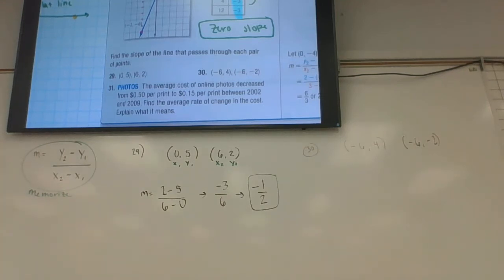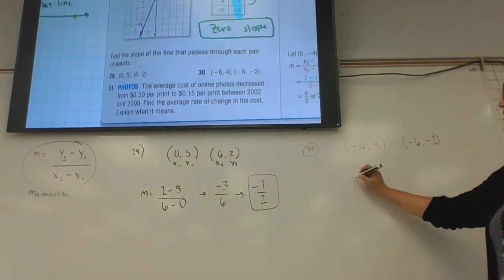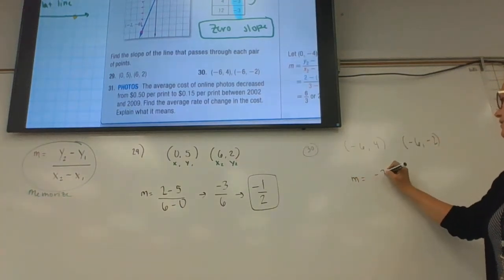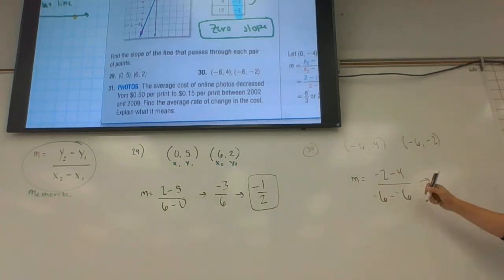Yeah, so we don't like zeros in denominators. -2 minus 4. -6 minus a -6. Every time we see minus a negative, you know, we make that addition. So we have -6 over 0.